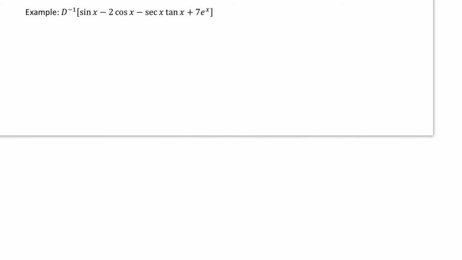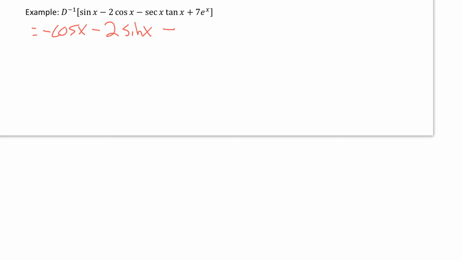Suppose we want to find the antiderivative of the following big group of functions. How would we do that? Well, we would have to take the antiderivative one at a time. Now the antiderivative of sine x, we have to think to ourselves, what gives us a derivative of sine x? Well, it will be negative cos x. Now I put the negative 2 here and ask myself, what gives me a derivative of cos x? The answer is sine x.